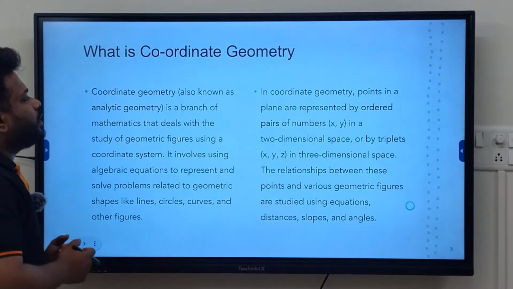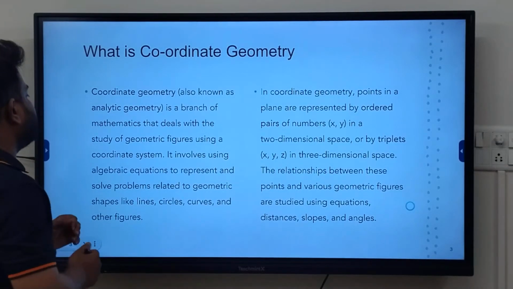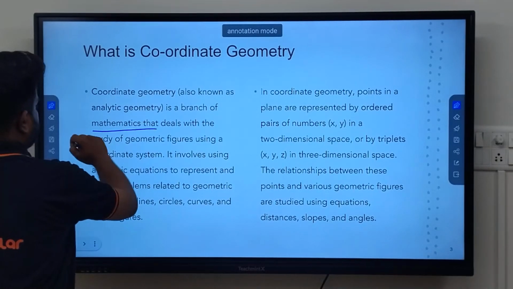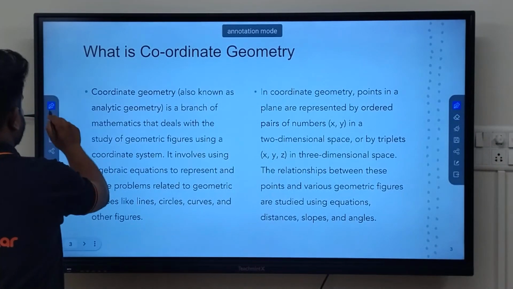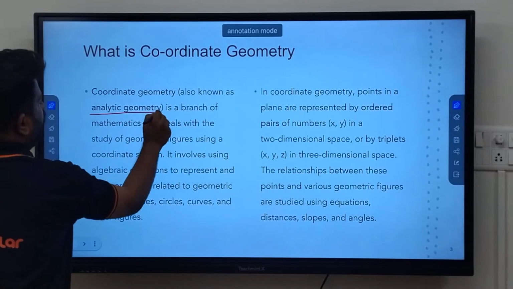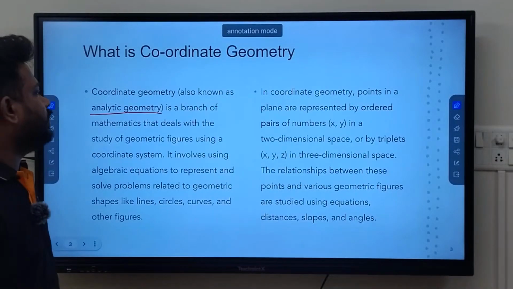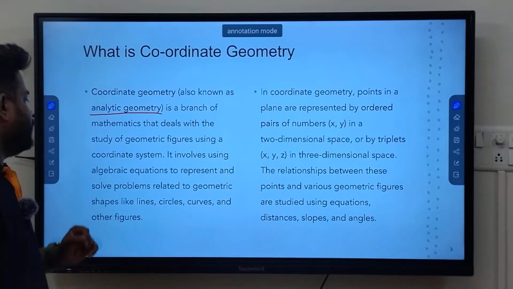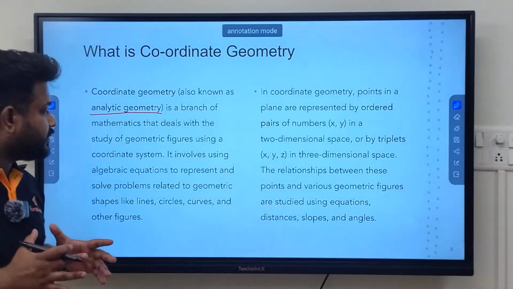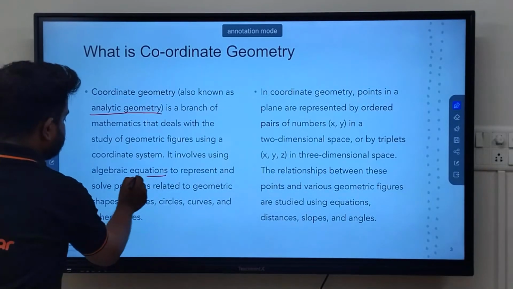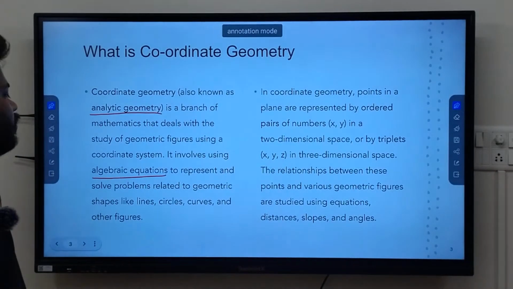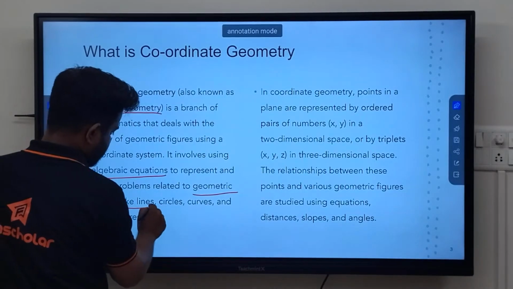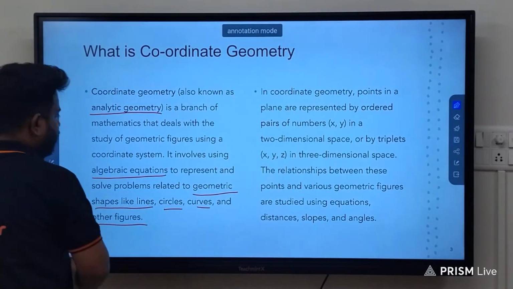So what is coordinate geometry? Coordinate geometry, also known as analytical geometry, is a branch of mathematics that deals with the study of geometric figures using a coordinate system. It involves using algebraic equations to represent and solve problems related to geometric shapes like lines, circles, curves and other figures.